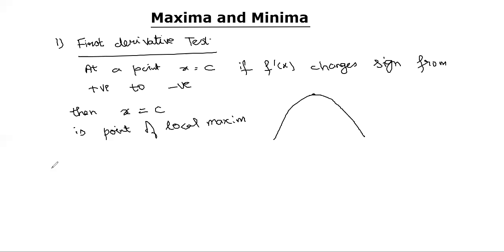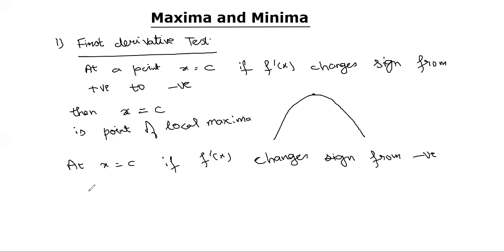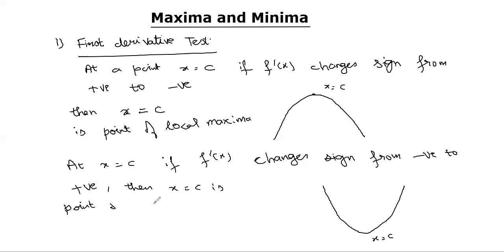But if the reverse is true, at x equals c, if the derivative changes sign from negative to positive, in that case the function was first decreasing and then starts increasing at point x equals c. So obviously x equals c is a point of local minima.